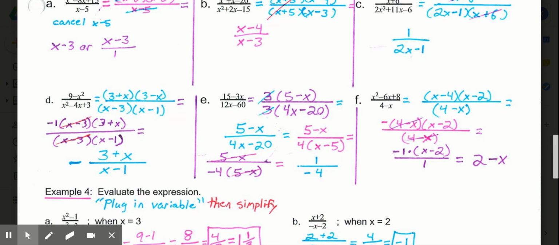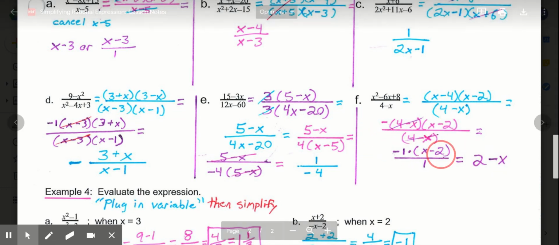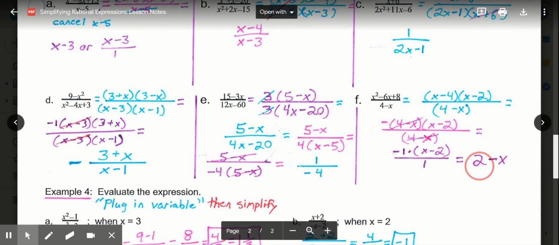So I'm left with negative 1 times x minus 2 over 1. So then when I take the negative 1 times x, that's a negative x. And then negative 1 times the minus 2 is a positive 2. So that simplifies to 2 minus x.